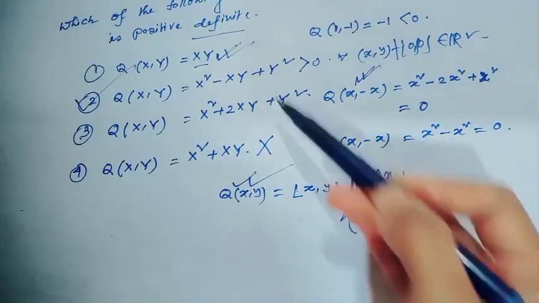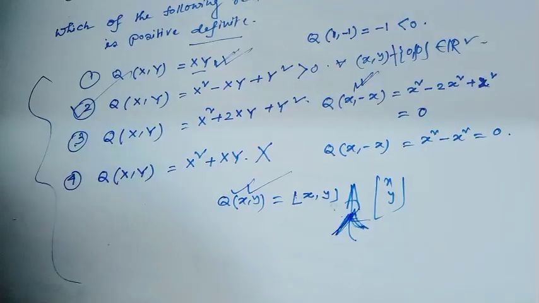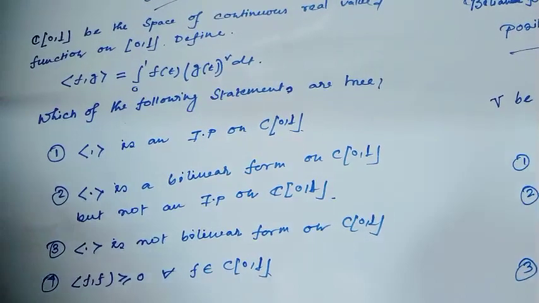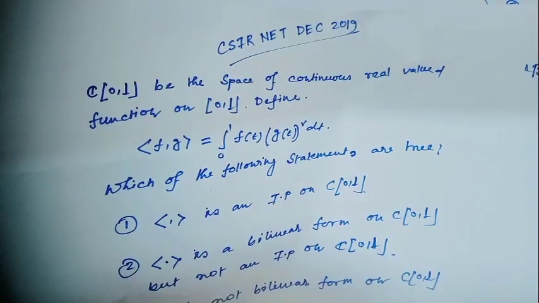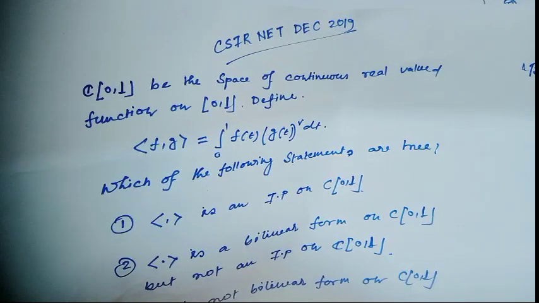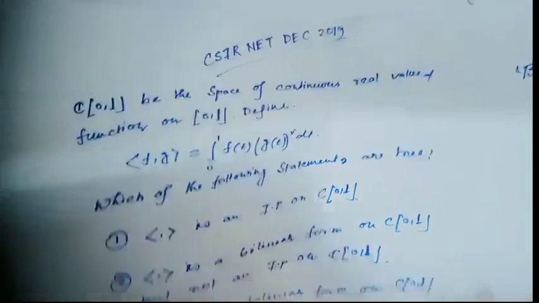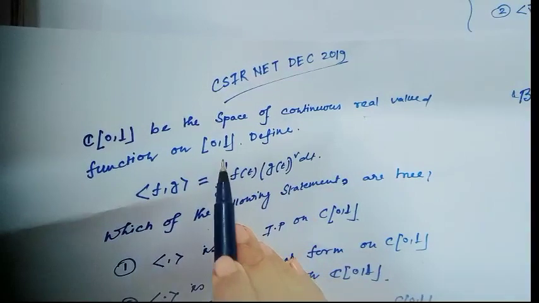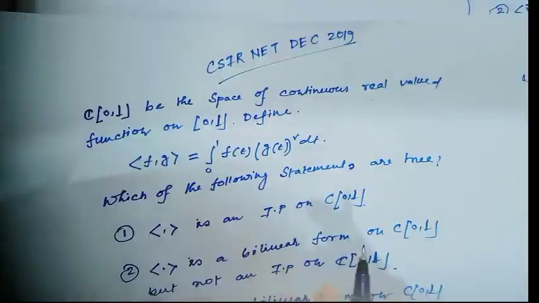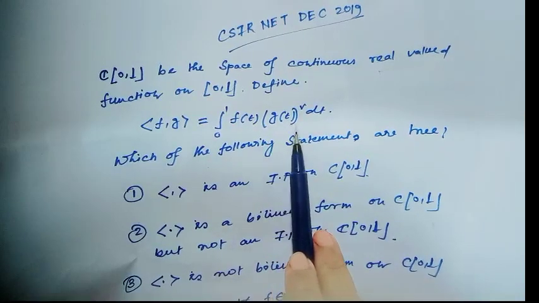Then I will define this question again by these rules by creating the matrix A. Okay, I will see another example of bilinear form in inner product. The question is, which had come in the December 2019 exam. The question is C[0,1], which is actually the space of continuous real valued functions on the closed interval 0, 1. And define an inner product of f with g equal to the integration from 0 to 1 of f(t) g(t) whole square dt.